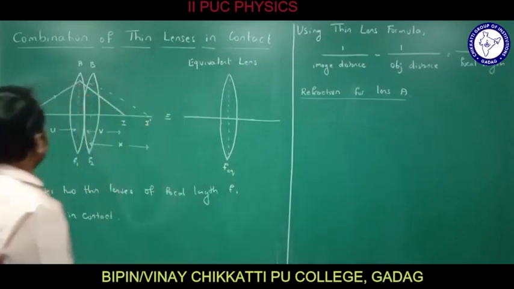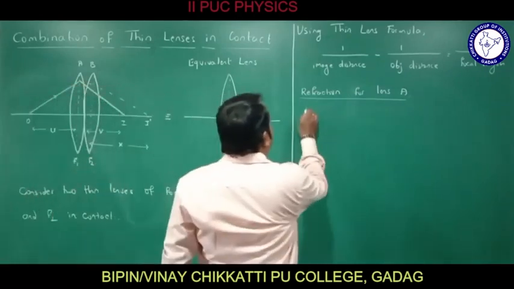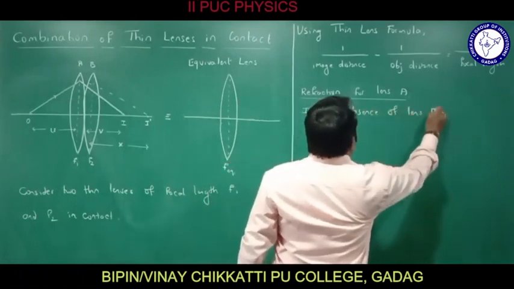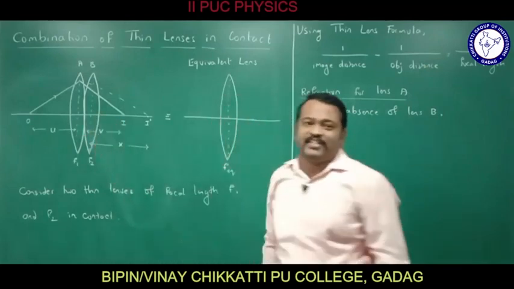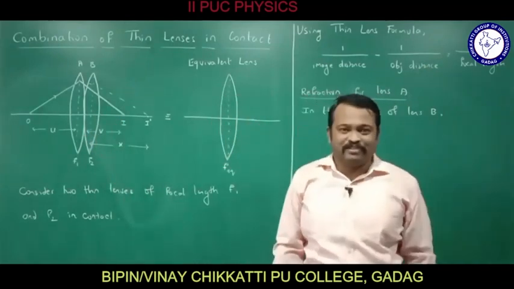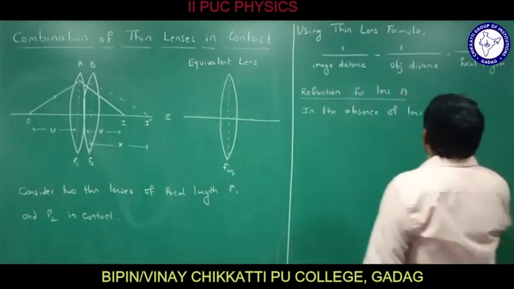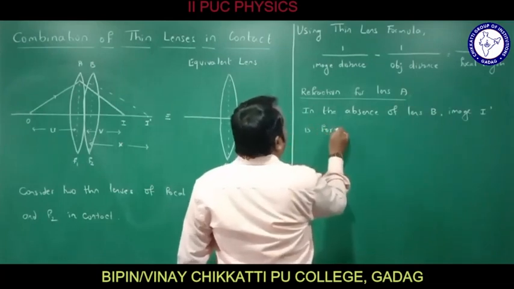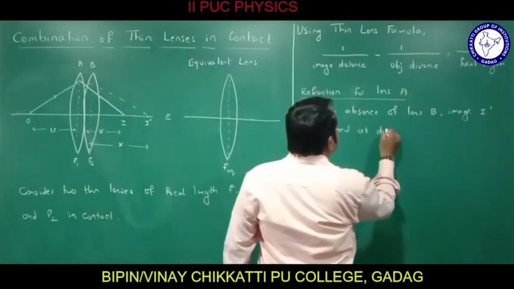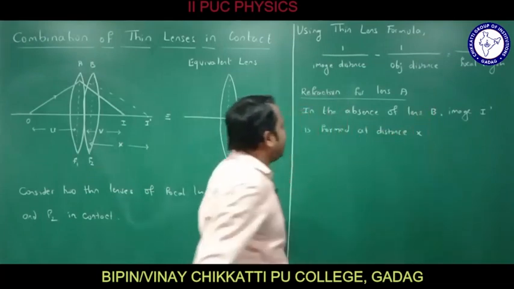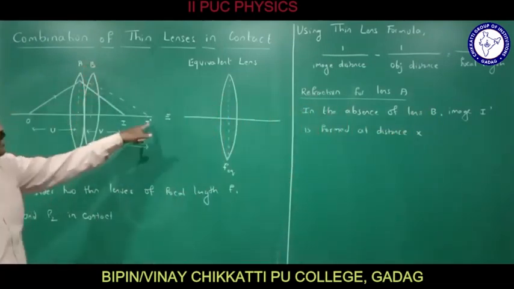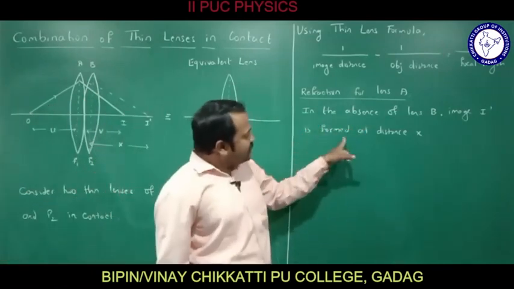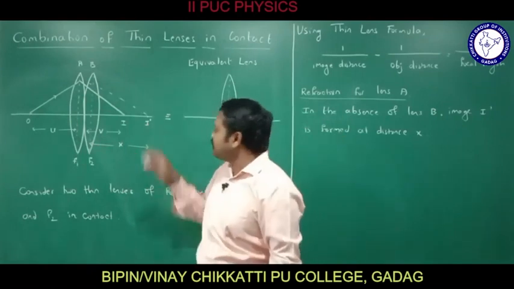Now, in the absence of lens B, let us consider B is not present at all. Same as in lens maker's formula. In the absence of lens B, image I dash is formed at a distance X. In the absence of this lens, the image is formed at I dash at distance X.